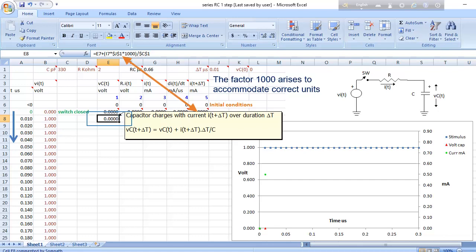The charge deposited over time delta t is current times delta t. We use the value of current calculated at time t plus delta t for this purpose. Dividing the above incremental charge by capacitance, we get the incremental change in voltage. We add the incremental voltage with the previous value of voltage to get the current voltage. Other formulas stay the same as for t equals 0 plus.